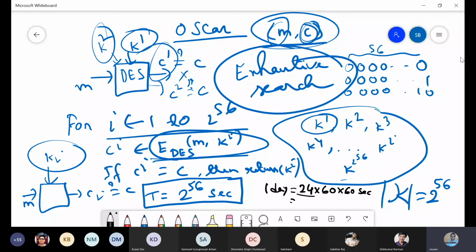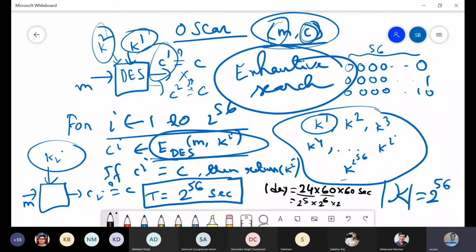2 to the power how much? 2 to the power 4 is 16. 2 to the power 5 we can say. 2 to the power 5 into this one is 2 to the power how much? 8 or 7? 6. 2 to the power 6. This one is 2 to the power 6.